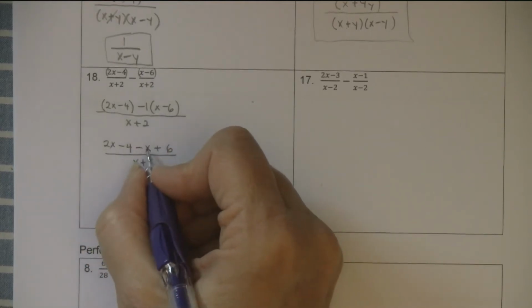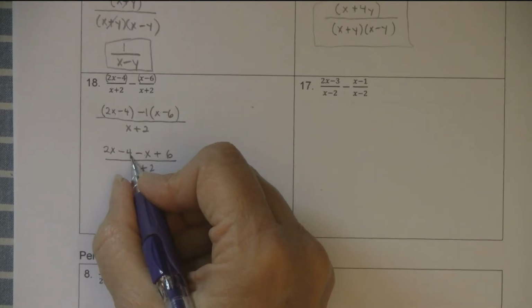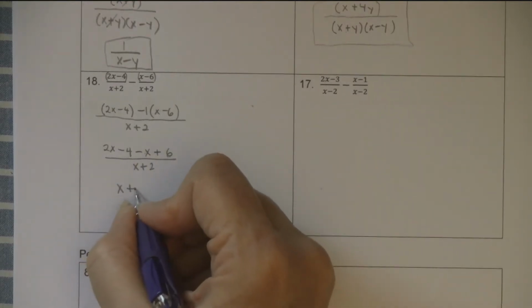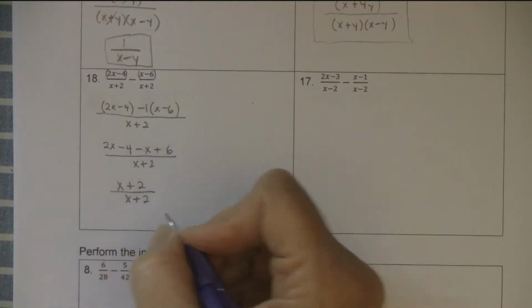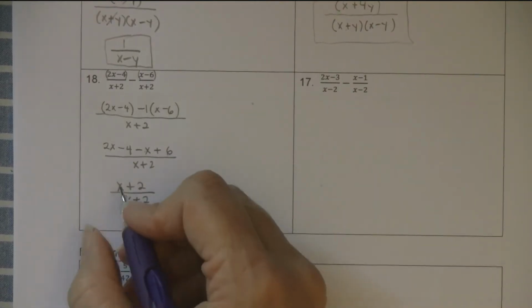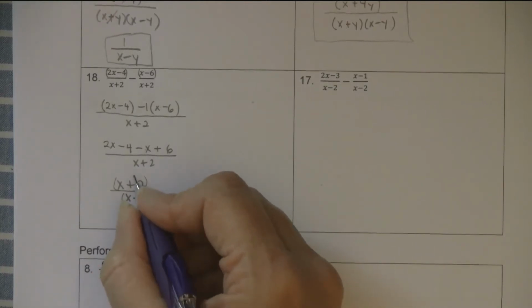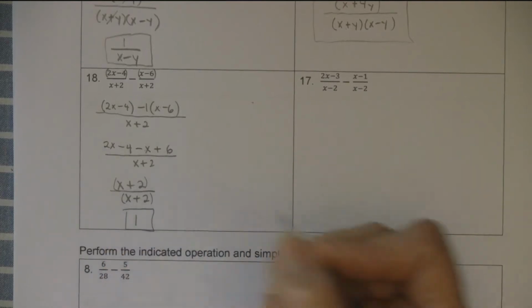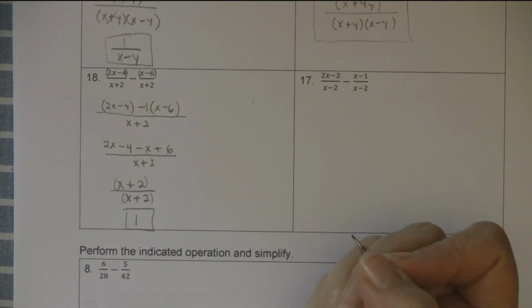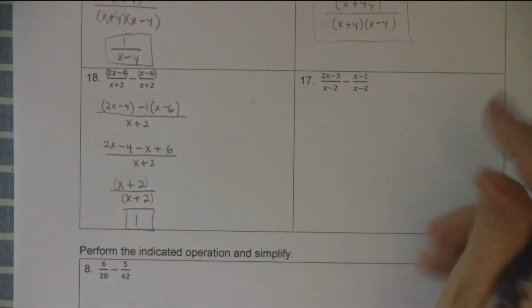And then 2x, take away x is x. And minus 4 plus 2 is 2. And I have x plus 2 divided by x plus 2. And hot diggity dog, that's 1, right? This is a binomial. This is a binomial. They're exactly the same. When you divide them, you get 1. And so there we did a good job on that one. And so let's look at 17 here.